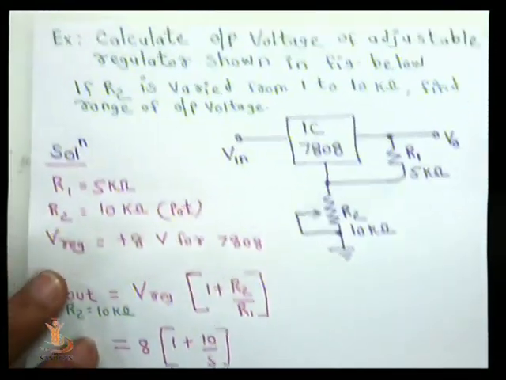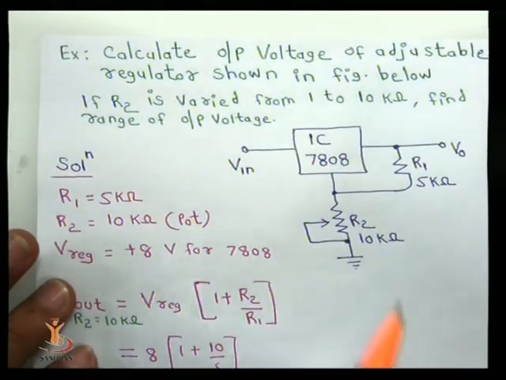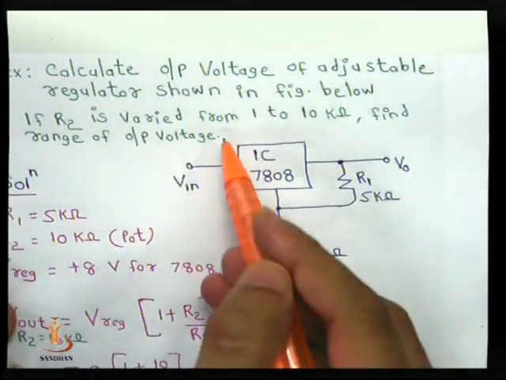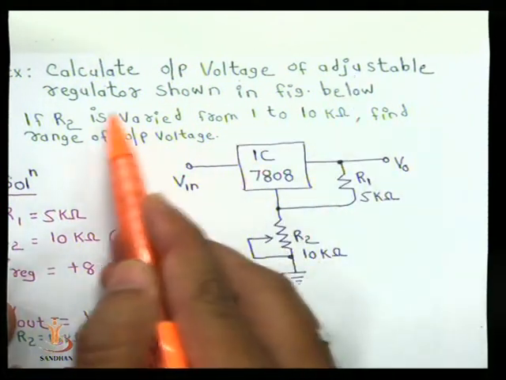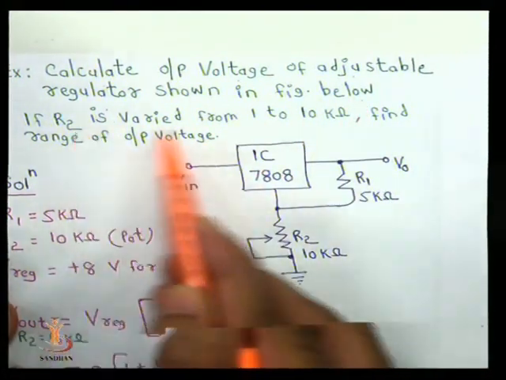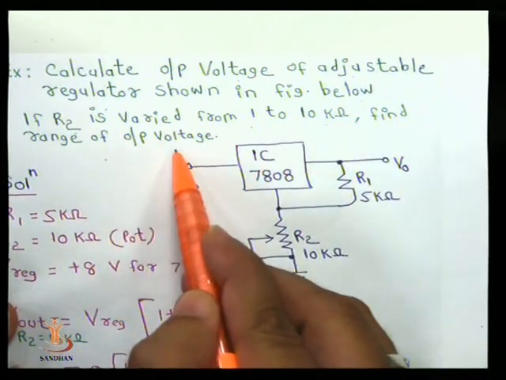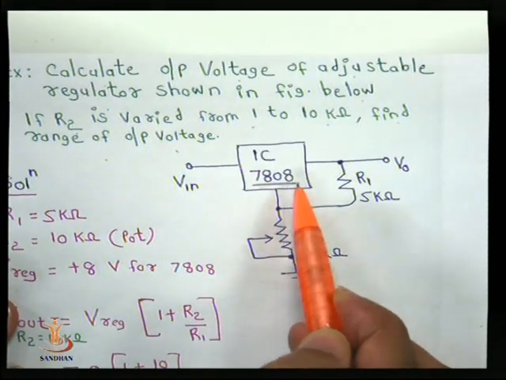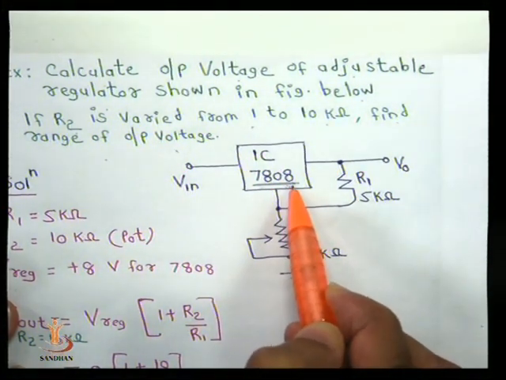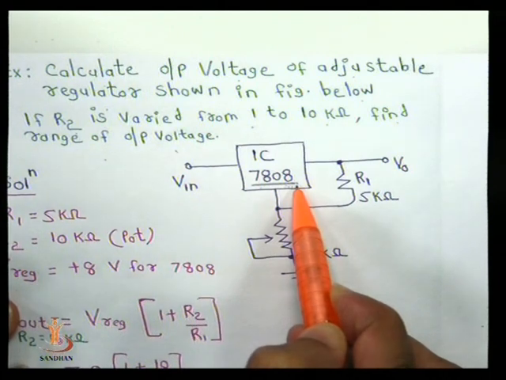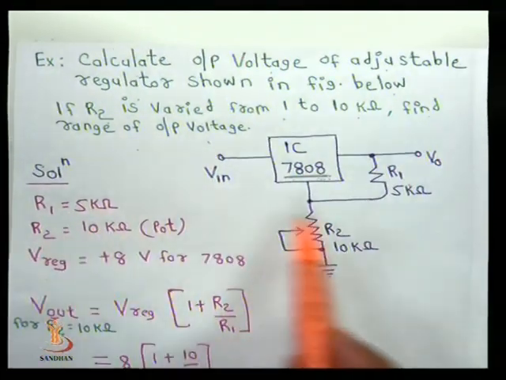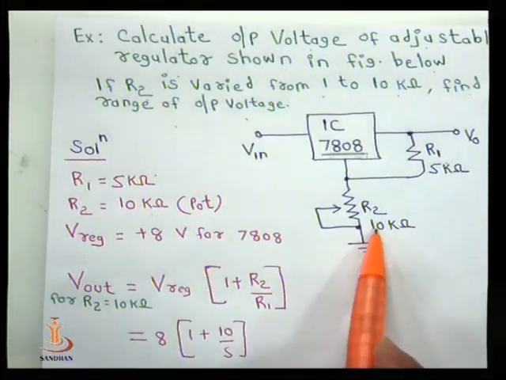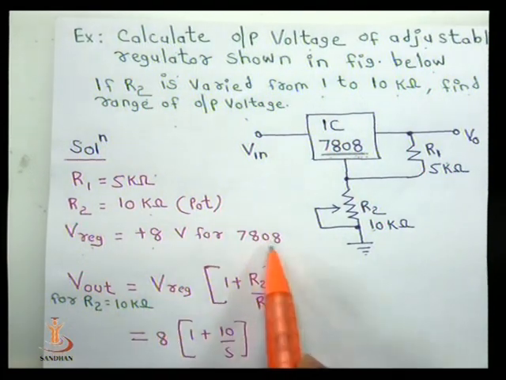Now at last, as I told you, there are so many voltage regulators available in the market. Here is a very fast, very simple numerical I would like to derive for you. Calculate the output voltage of the adjustable regulator shown in the figure below. If R2 is varied from 1 to 10 kilo ohm, find the range of the output voltage. So here is the IC 7808. As I told you, the 7808 IC will produce 8 volt DC, positive DC. So this one is the configuration. Now R1 is 5 kilo, R2 is 10 kilo, but R2 is variable. The regulating voltage is 8 volt for 7808.